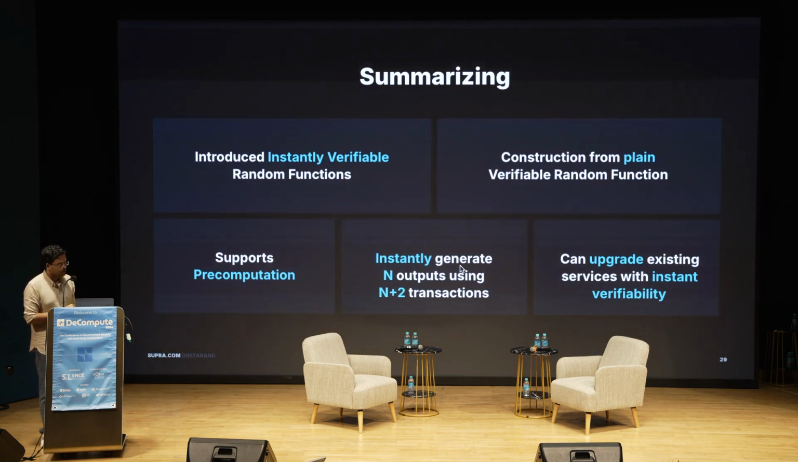So finally, to conclude, we introduce the notion of instantly verifiable random function, and we show constructions from plain VRF functions. We don't need any structure or any special new cryptographic primitive. Any VRF function suffices. And our protocol, InstaRand protocol, supports pre-computation, right? So the client can make the query to the server in the pre-computation phase, and in the online phase, the client can instantly generate n outputs using n plus 2 transactions, where these two transactions are initially in the pre-computation phase. And also, we can upgrade existing services with instant verifiability with the ideas that I mentioned in the one-time pre-computation model slide. So, thank you.